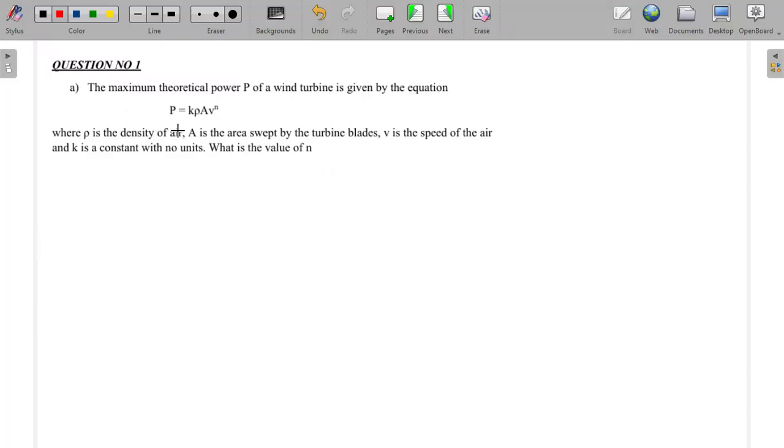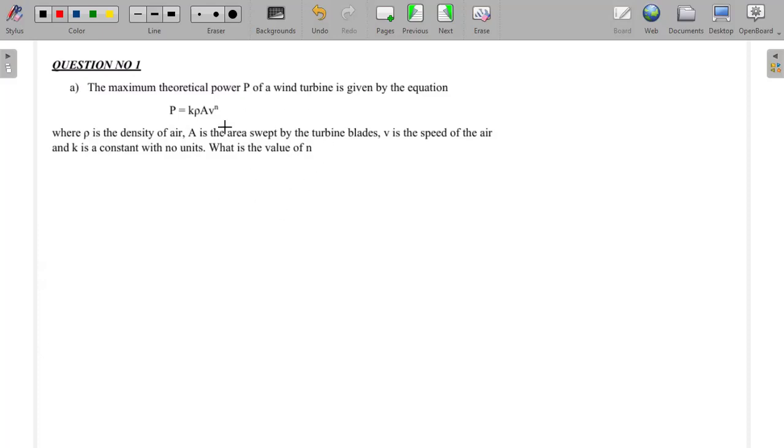by the equation P is equal to K rho AV to the power N, where rho is the density of air, A is the area swept by the turbine blades, V is the speed of the air, and K is a constant with no units. What is the value of N?